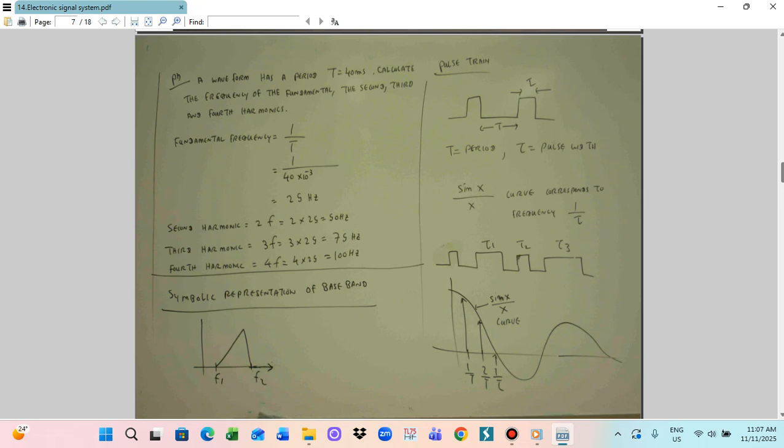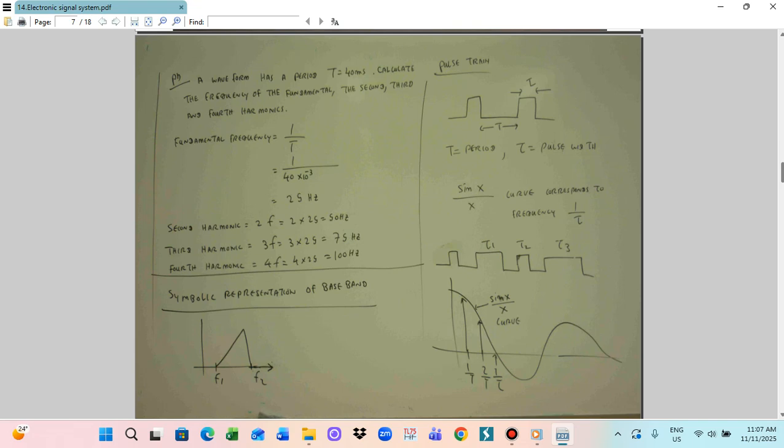This is the duration we can go into between T, and this is the width of the pulse, which is tau. T is the period, and tau is the pulse width. So we can calculate this waveform.